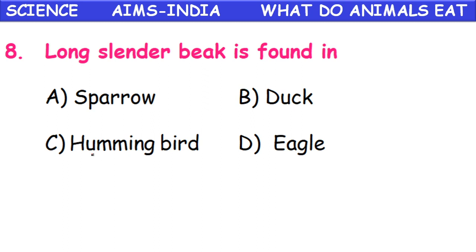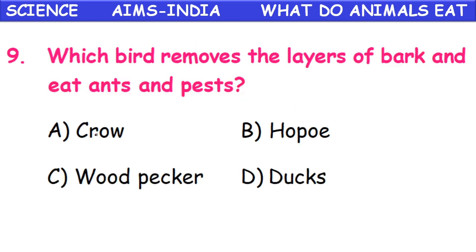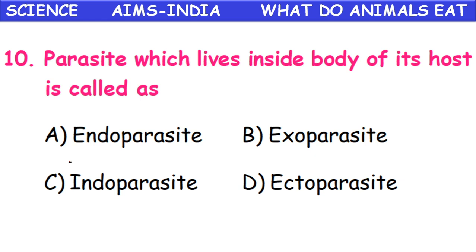Long slender beak is found in which bird? It is a hummingbird which possesses a long slender beak with the help of which it sucks the nectar from the flowers. Which bird removes the layers of bark and eats ants and pests? It is the woodpecker which removes the bark and eats the white ants.